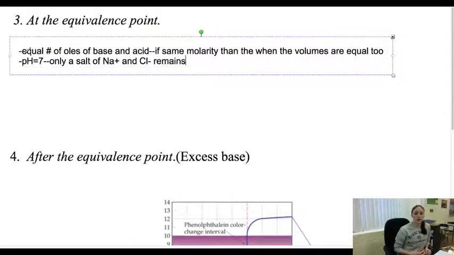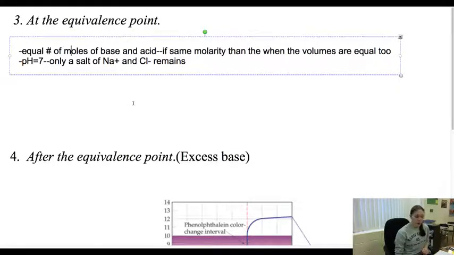Since only the salt of Na+ and Cl- remains, again, you're not going to make any kind of strong acid or any kind of strong base. Na+ is not going to do that with water, and the Cl- is not going to do that with water. And notice how I said here, if the molarity is the same, then your volumes are equal as well at the equivalence point, not just the moles of base or acid.